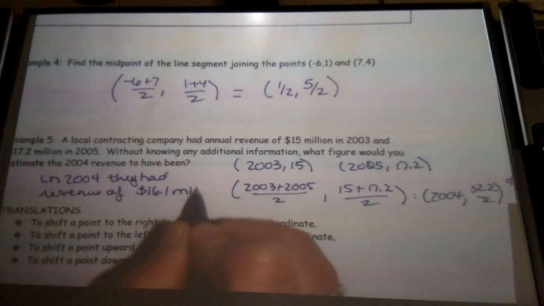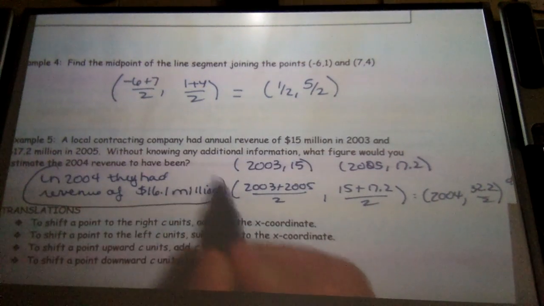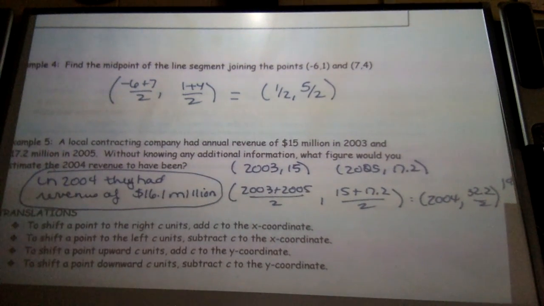Make sure when you answer that, you put that million in there. Why would they go 32.2 or 15 million instead of writing it out? That's a big number. So we can do 15 million. We just have to make sure when we answer it, that we actually put that million there. Questions there?